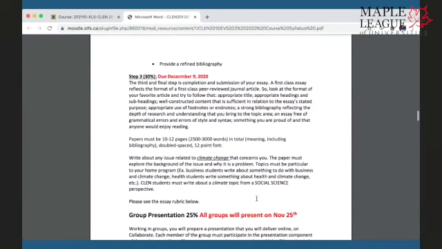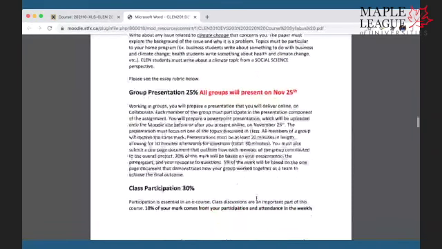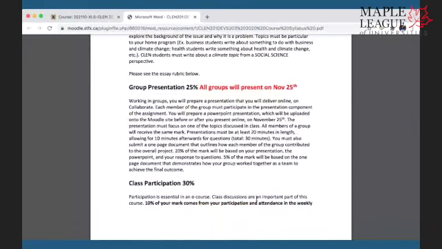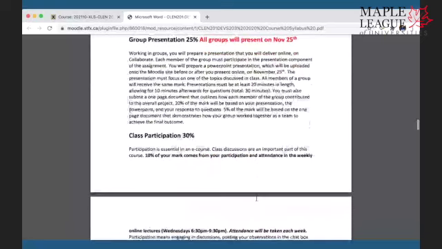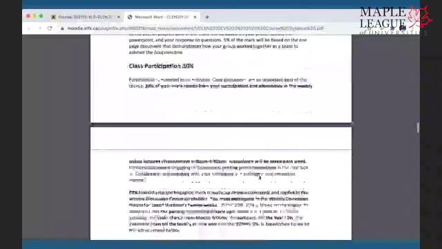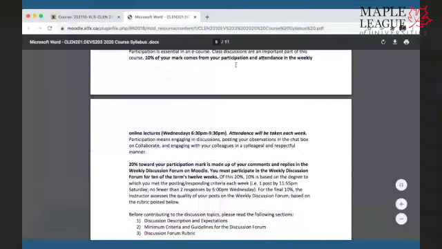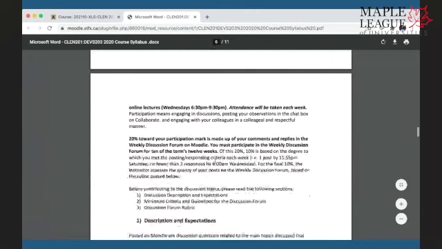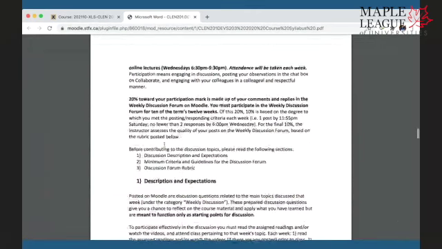So the group presentations, that takes place next week. Like I said, it's worth 25%, and class participation is 30%. So 10% comes from them basically participating and showing up every week. That's why I take attendance. Then 20% is made up of their comments and replies in the weekly discussion forum on Moodle.